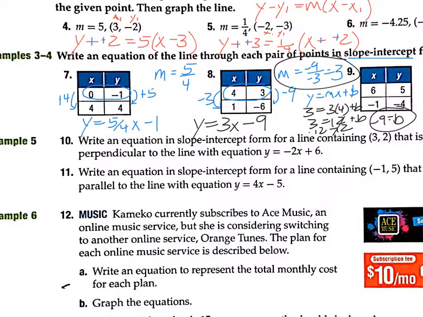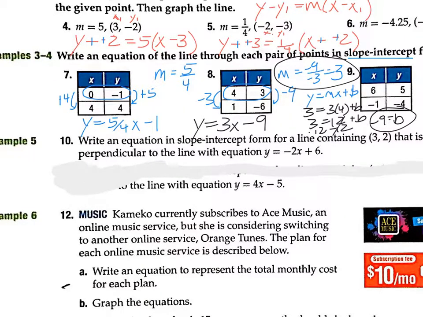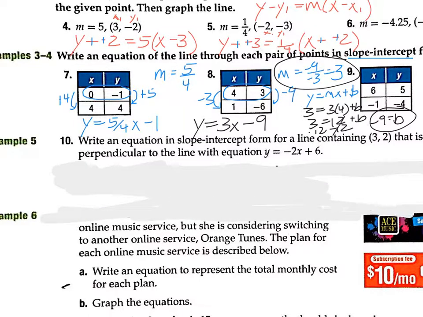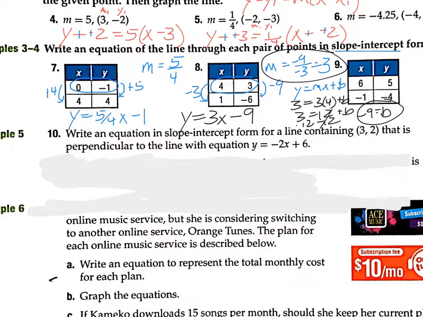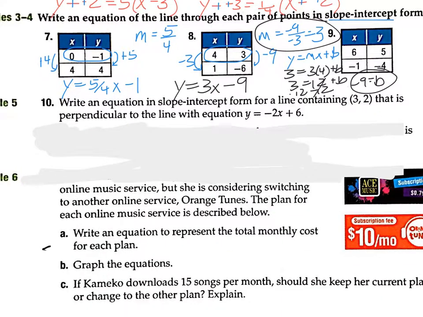Okay, let's do a little bit more difficult one here. I'm going to use my pen to clear these words out and make it a little easier to write. Here it says do one where it's perpendicular. Perpendicular means the slopes are opposite reciprocals. So: write an equation in slope-intercept form of a line containing (3, 2) that is perpendicular to the given line.